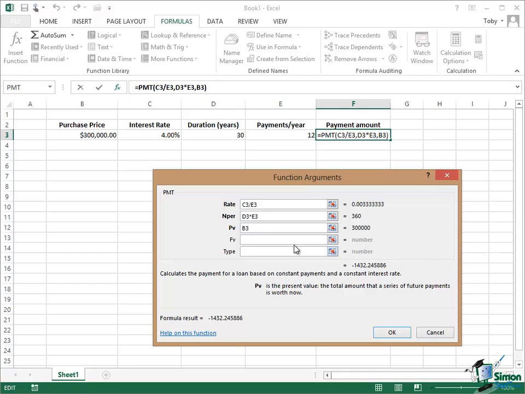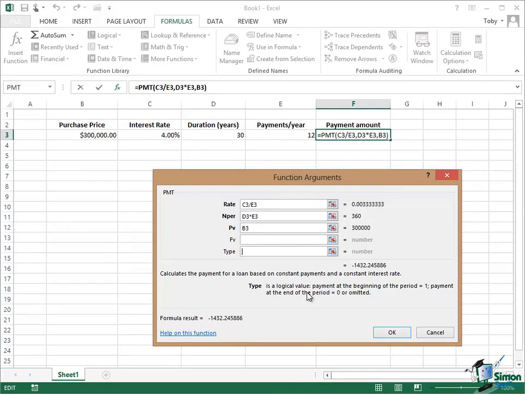Now, a very important one here, FV. FV is the future value or a cash balance you want to attain after the last payment is made. 0 if omitted. There are some types of loan where you're not actually aiming to pay off the full amount, you're just aiming to reduce it. In this case we're going to pay off the full amount, but if we just wanted to reduce it to a closing balance, we could put the closing balance in here. If we omit to put a figure in here, then it's assumed that the closing balance is going to be 0.